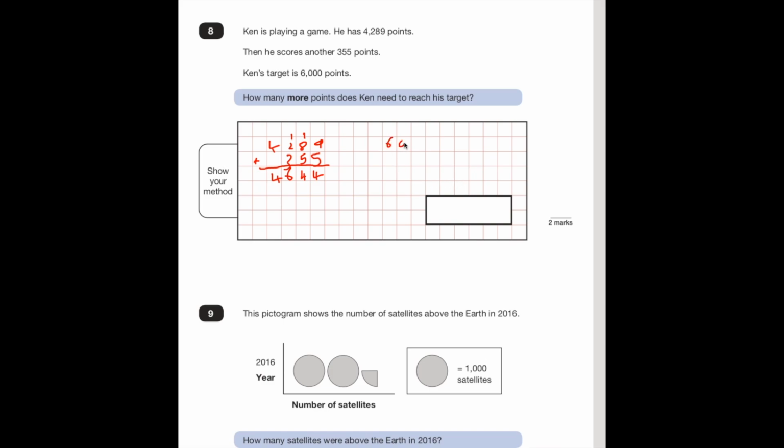It would be 6,000 subtract 4,644. Okay, working this out, we can't do 0 take away 4. We can't borrow from any of these numbers, so we're going to have to borrow from here. Take 1 away, that becomes a 5. That's now a 10. We're going to borrow from that as well, so that's now a 9. Same again, borrow from that. 10 minus 4 is 6. 9 minus 4 is 5. 9 minus 6 is 3, and 5 minus 4 is 1. So he needs an additional 1,356 points to reach his target. So that is your answer there.